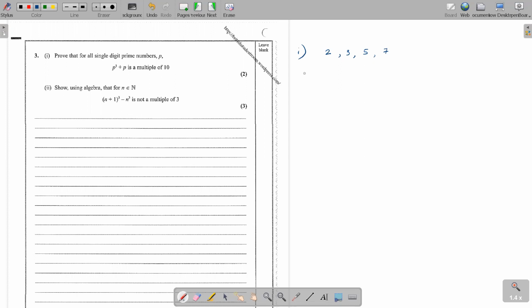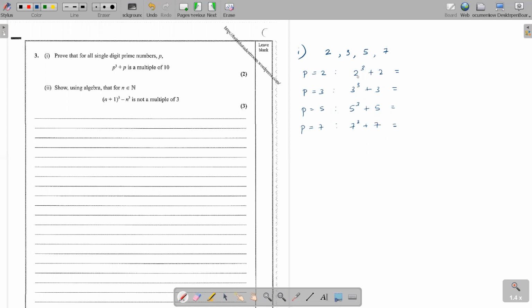So all you got to do is put p equals 2, 3, 5 and 7 into this expression, p cube plus p. So 2 cube plus 2, get the answer. P equals 3, 3 cube plus 3, get the answer. P equals 5, 5 cube plus 5, and p equals 7, which is 7 cube plus 7.